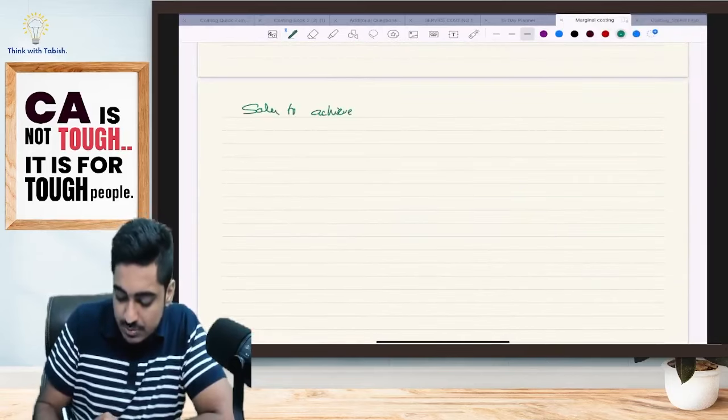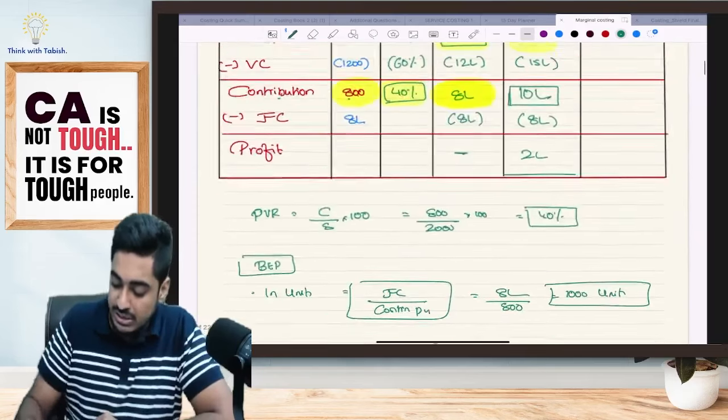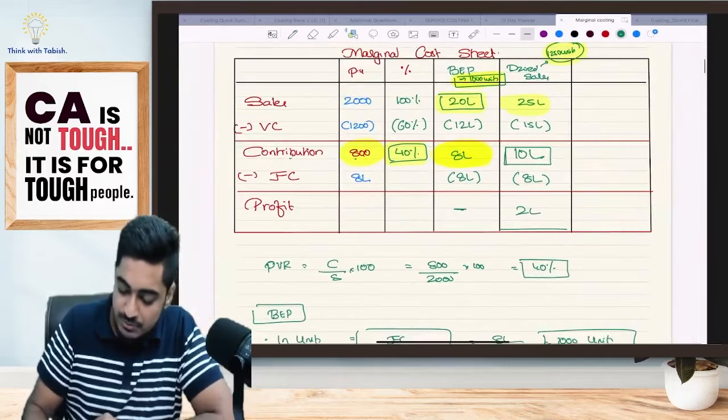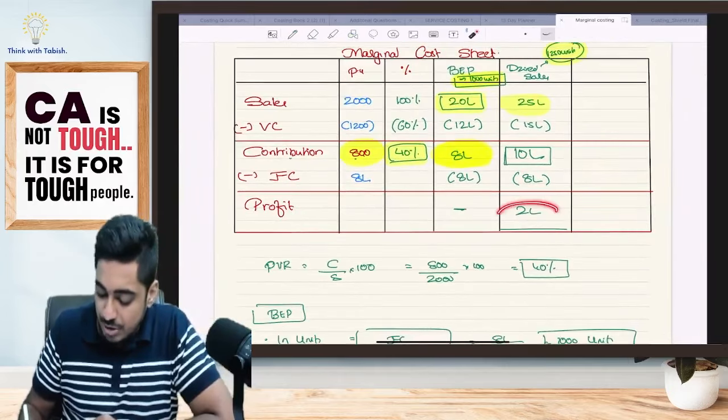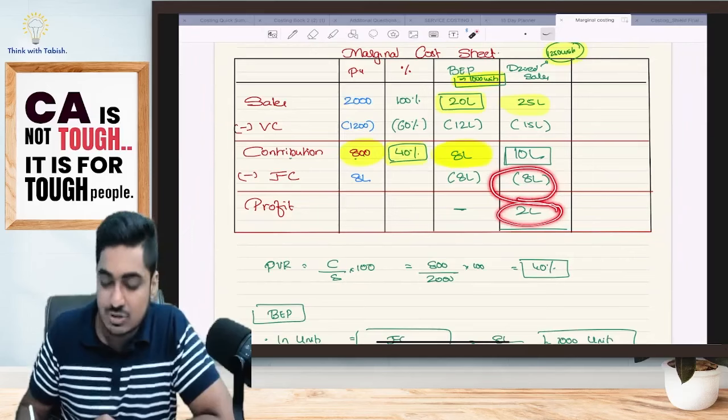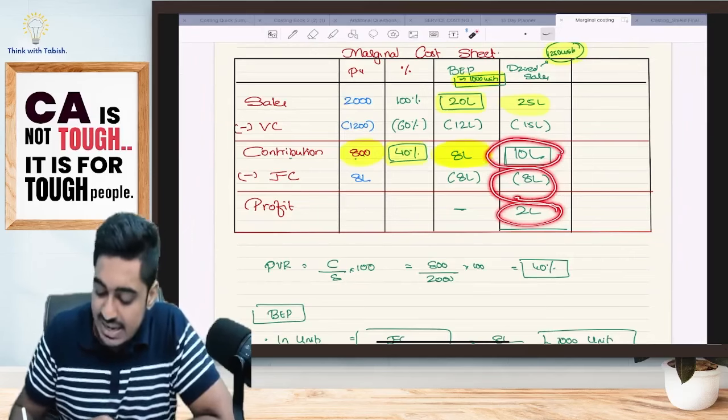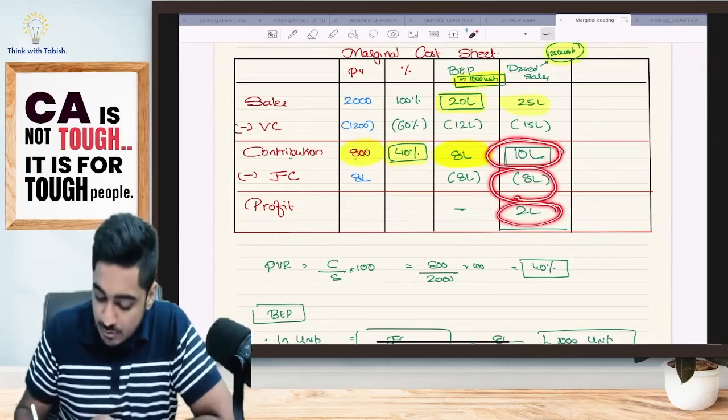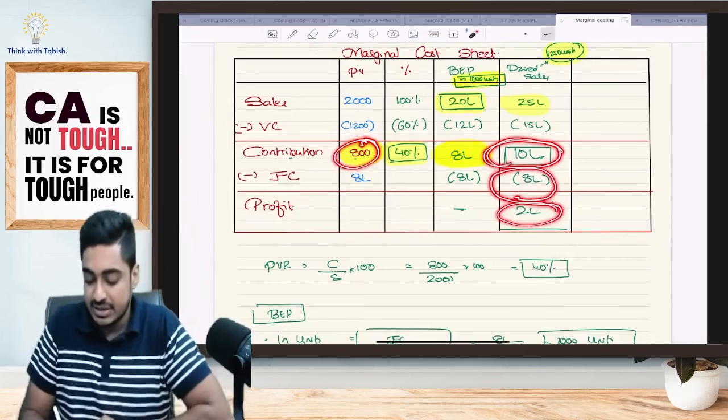Sales to achieve a profit of lakh. Tell me, what did I do in order to achieve a profit of 2 lakh? I told, yes, 2 lakh profit I want, but before that, 8 lakh fixed cost I should be recovering. That means total 10 lakh cash I want. Yes or no? And for 1 unit, how much am I getting? 800 I am getting. Yes or no, everyone?